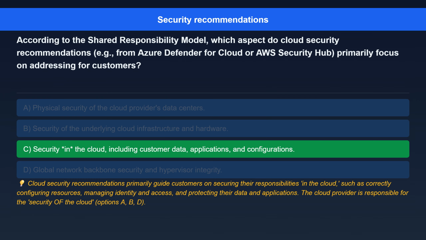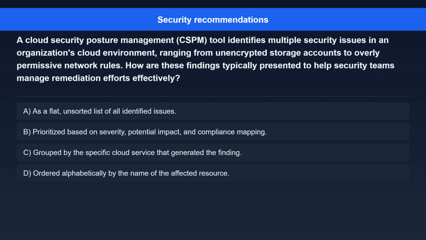The correct answer is security in the cloud, including customer data, applications, and configurations. Here's the explanation. Cloud security recommendations primarily guide customers on securing their responsibilities in the cloud, such as correctly configuring resources, managing identity and access, and protecting their data and applications. The cloud provider is responsible for the security of the cloud. Options A, B, D.